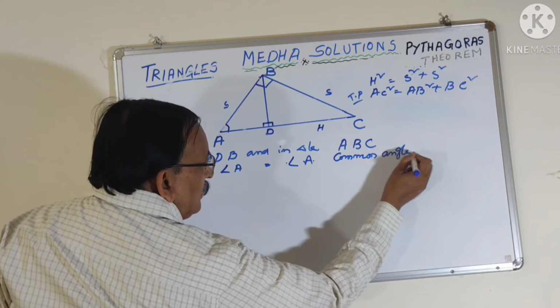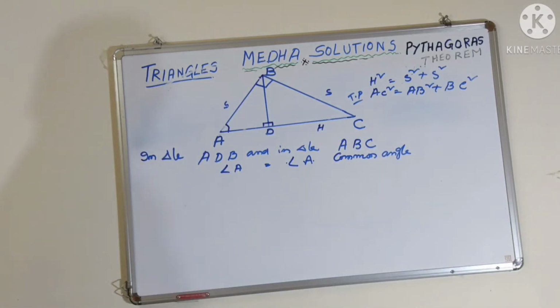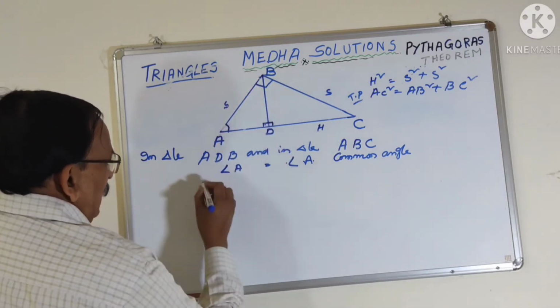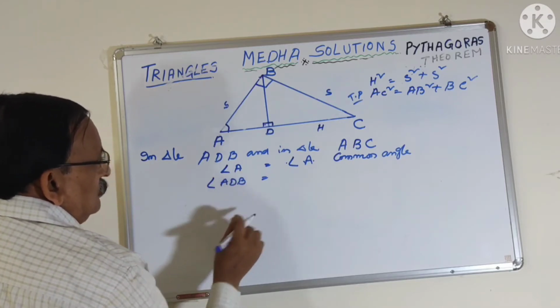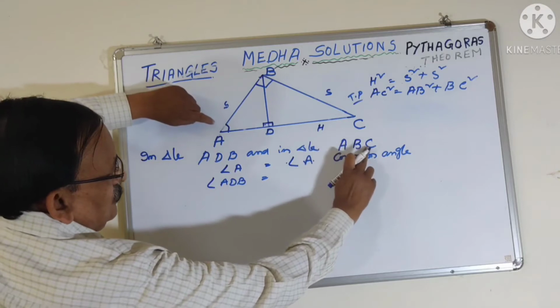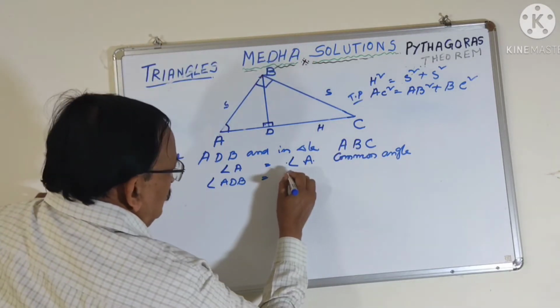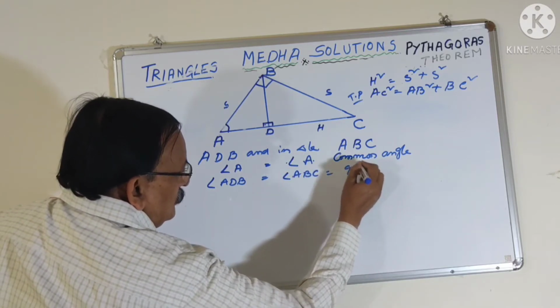You have to write the priority, on which priority we are equating. A is equal to A, angle A is equal to angle A, common angle. And one more thing, this is 90 degrees: angle ADB is equal to angle ABC, writing the triangle letters only, is equal to 90 degrees.